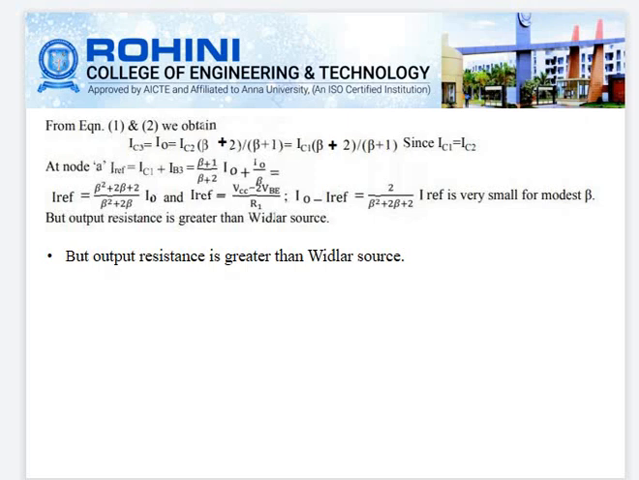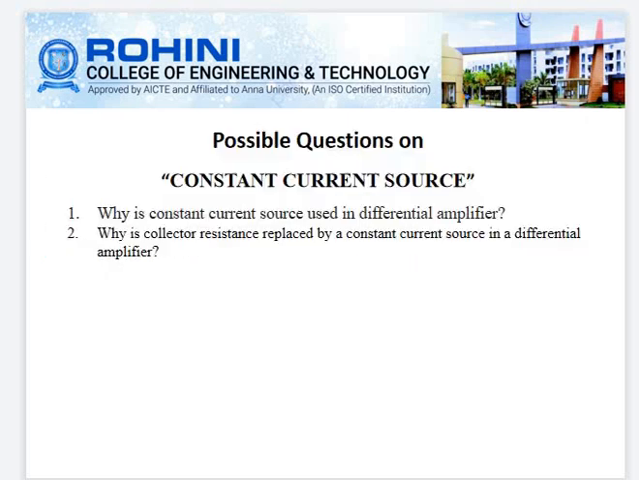So I reference is equal to beta square plus 2 beta plus 2 divided by beta square plus 2 beta, and the I reference is written as VCC minus 2 VBE by R1. I0 minus I reference is equal to 2 divided by beta square plus 2 beta plus 2. The error is very small for modest values of beta. The output resistance is greater than the Widlar current source.